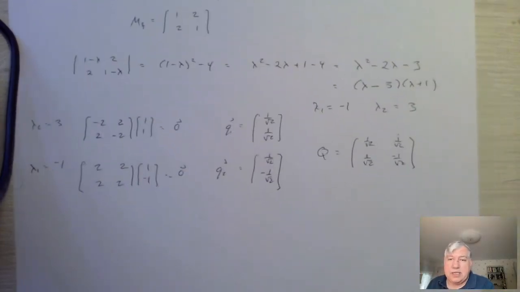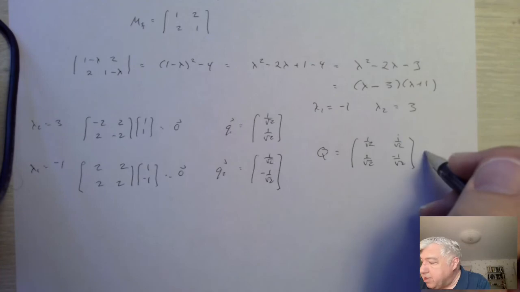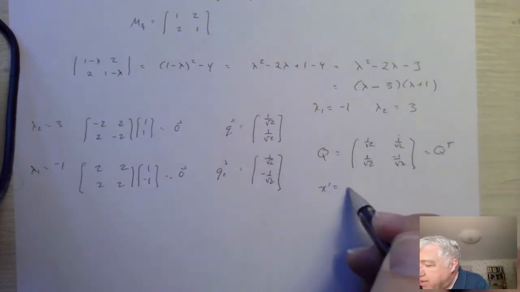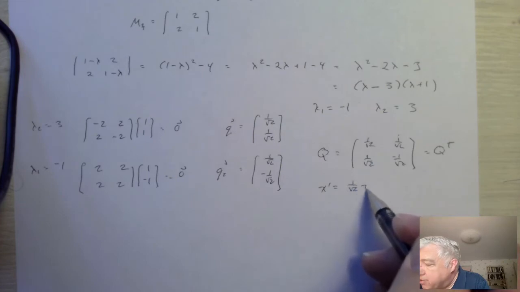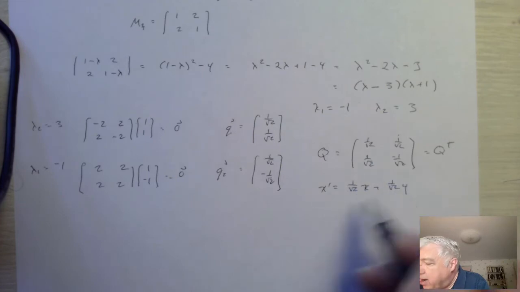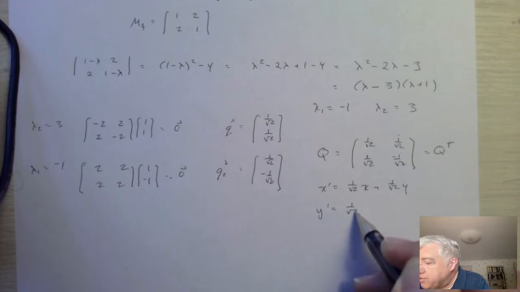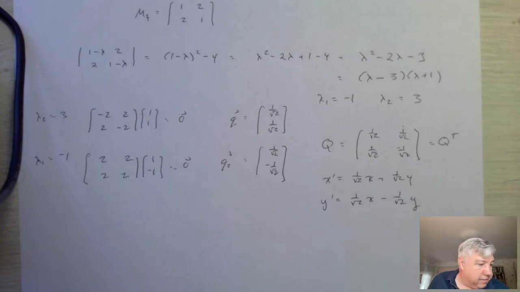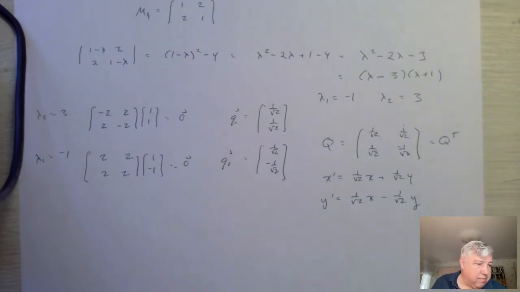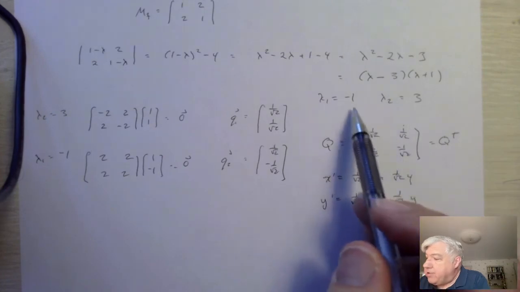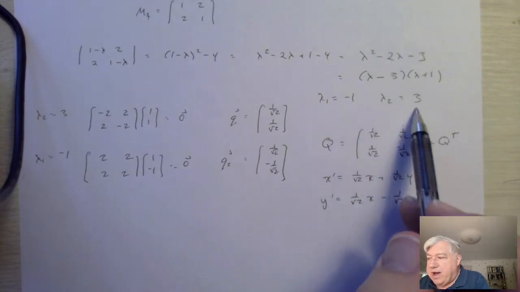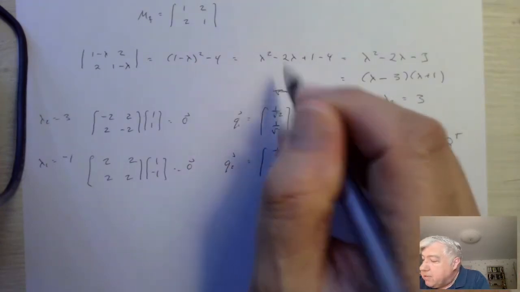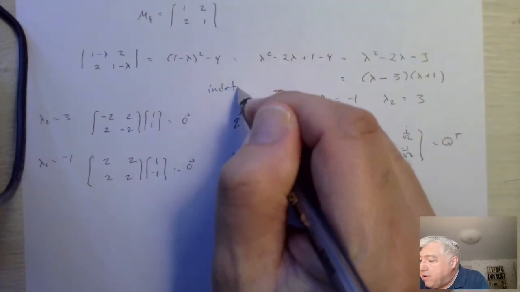Okay, in this case Q is not only orthogonal, it's also symmetric, equal to its transpose. So we can just let x prime become 1 over square root 2 x plus 1 over square root 2 y, and y prime will be 1 over square root 2 x minus 1 over square root 2 y. But the thing here is we have one negative eigenvalue and one positive eigenvalue, so this means that we have an indefinite quadratic form.